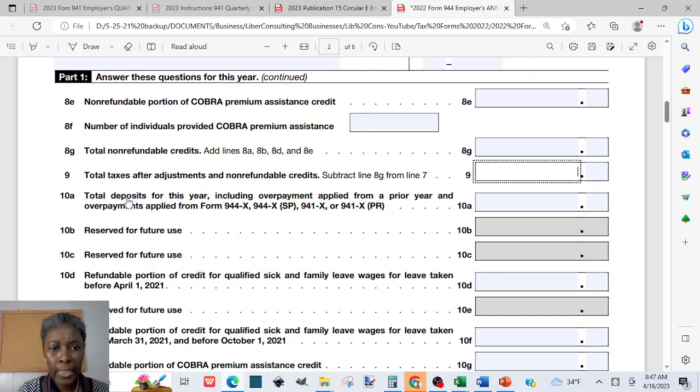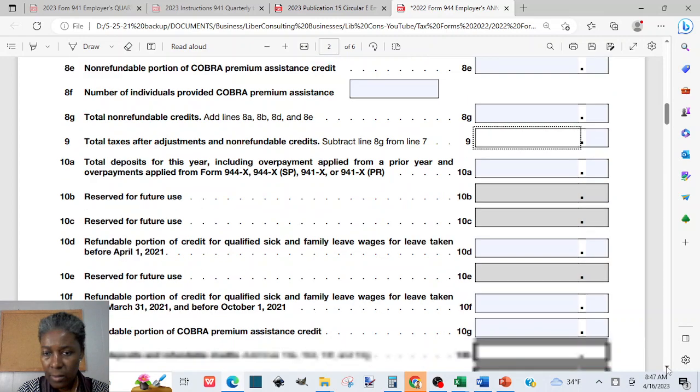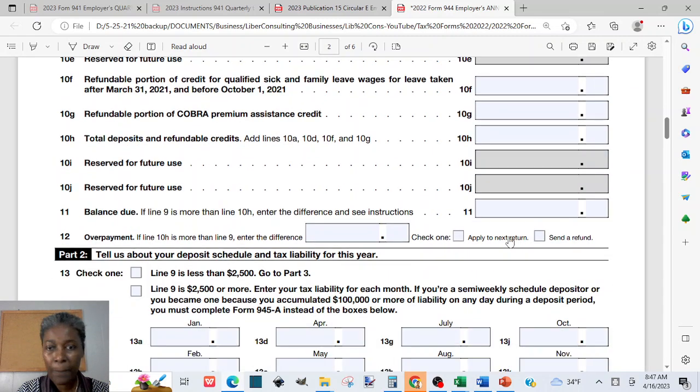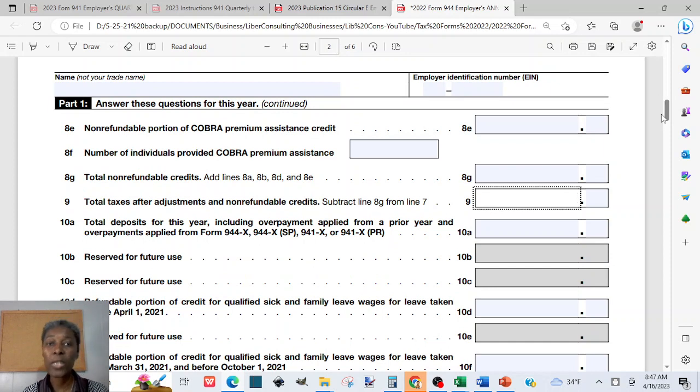If you don't make any deposits, that $5,000 will flow to the balance due on line 11. The balance due is what you want to see if you can pay with your Form 944 or deposit, based on how your line 9 looks. So knowing that if you pay yourself $20,000, your tax liability on line 9 is going to be more than $2,500.